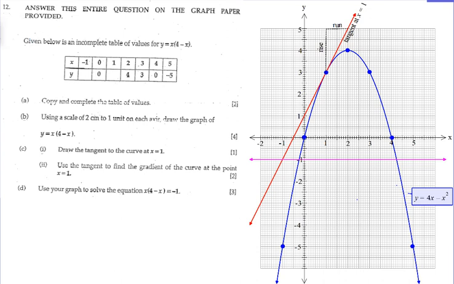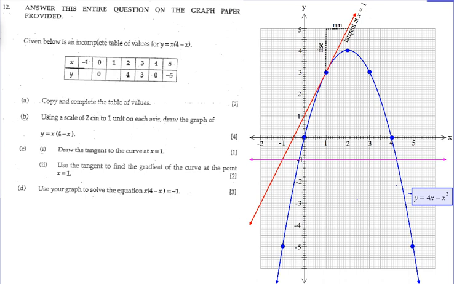This question is a graph question. A quadratic graph is involved, as you'll see. Before I start the question, that graph to the left is the diagram after all the work that's been done. I'll just show you how I get there step by step.